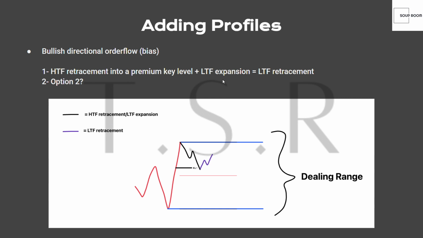So we have two options in the case of a bullish directional order flow. When the bias is bullish, we only have two options available to us when the dealing range forms. Why would this be bullish? If this is a breakout on the higher time frame, meaning we turtle soup the low, we broke out above this high, closed above, we would be bullish.